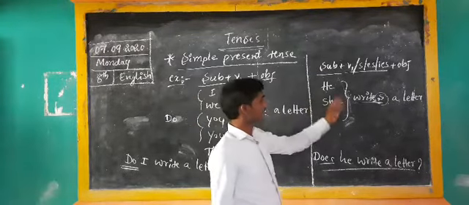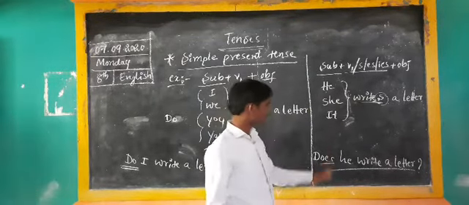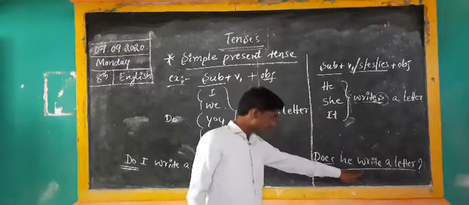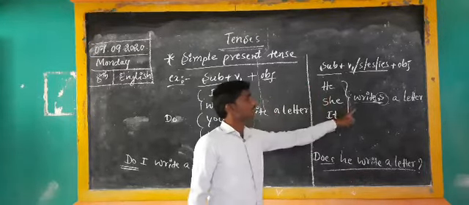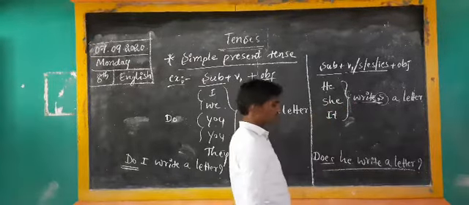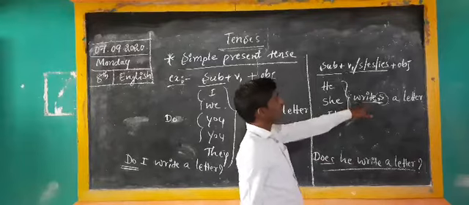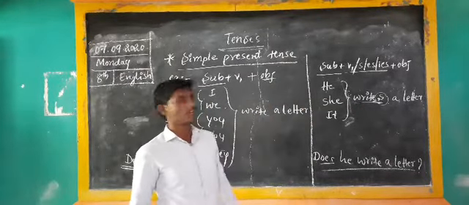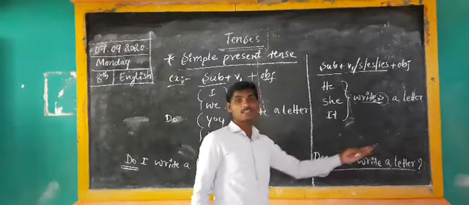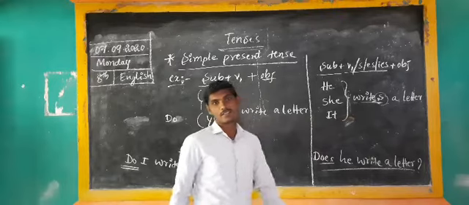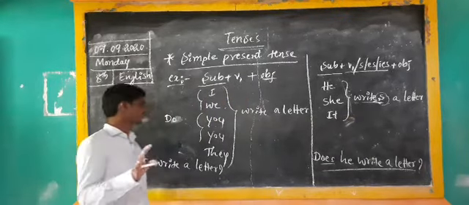Does he write a letter? Yes, he writes a letter. It is a question, and you should answer like this. Does he write a letter? Yes, he writes a letter. In the same manner, you should ask one more question. Does she write a letter? Yes, she writes a letter. Does it write a letter? Yes, it writes a letter.